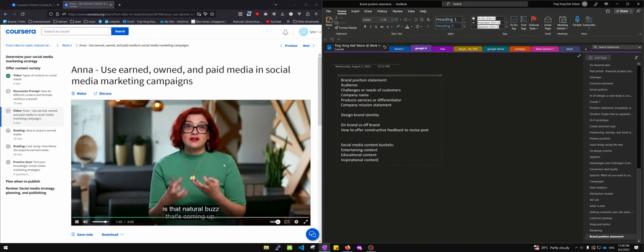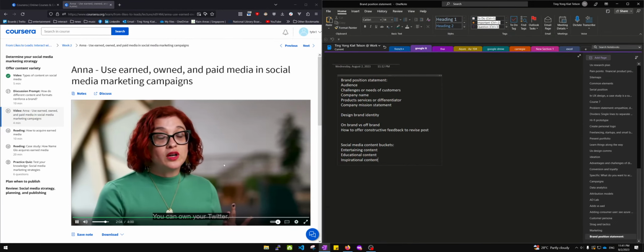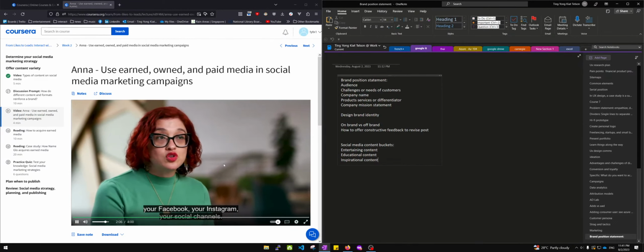With owned media, since you own the channels, you really have the benefit of being as creative as you possibly can get. And you can control the narrative of what's being put out on behalf of your brand, whether that's your personal brand or the business that you're running. You can own your Twitter, your Facebook, your Instagram, your social channels. These are all different distribution networks that you own and control what goes out on them.